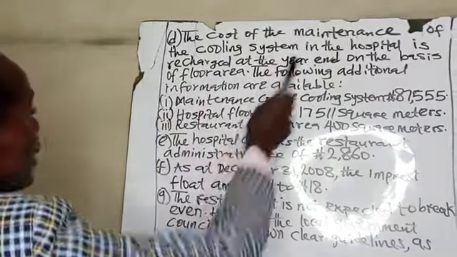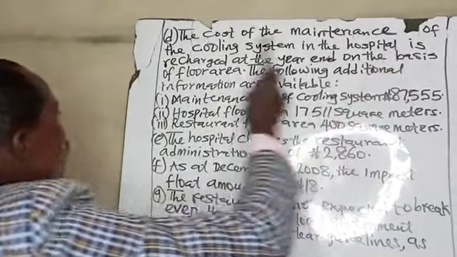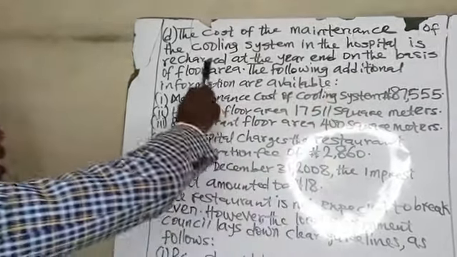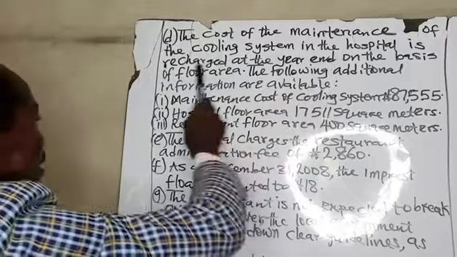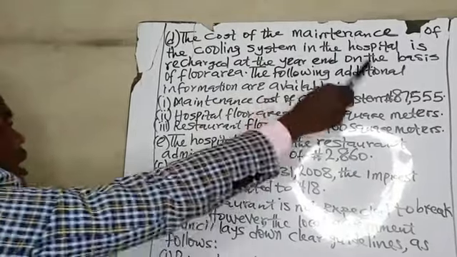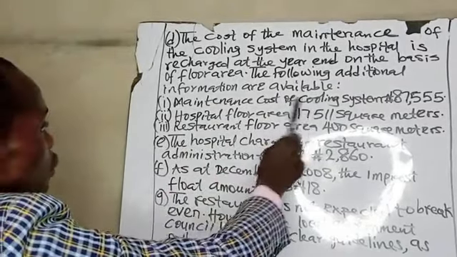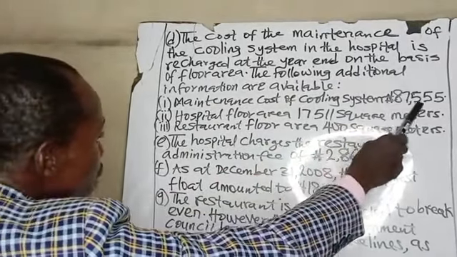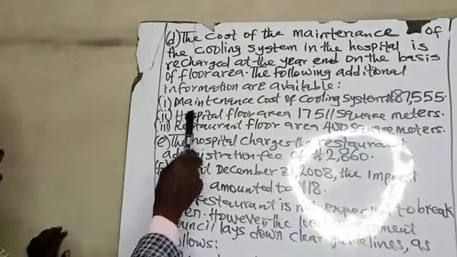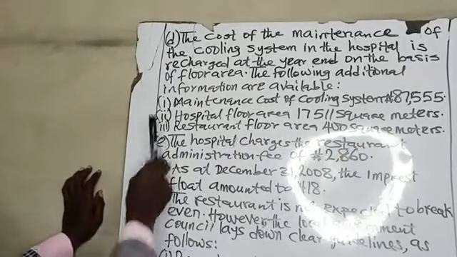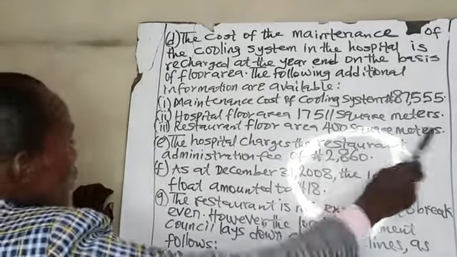D. The cost of the maintenance of the cooling system in the hospital is in charge at the year end. On the basis of floor area, the following additional information is available. 1. Maintenance cost of cooling system, 87,555. 2. Hospital floor area, 17,511 square meters. 3. Restaurant floor area, 400 square meters.